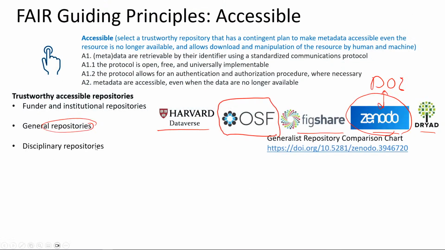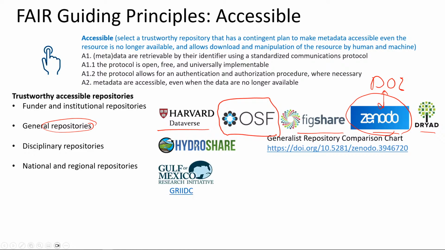But sometimes there is a discipline-specific repository. So in hydrology, for example, you have HydroShare. That's a very cool repository. You'll go there, find a lot of very interesting hydrology data and hydrologic models that you can use. Yeah. But you could also have a national or regional repository.